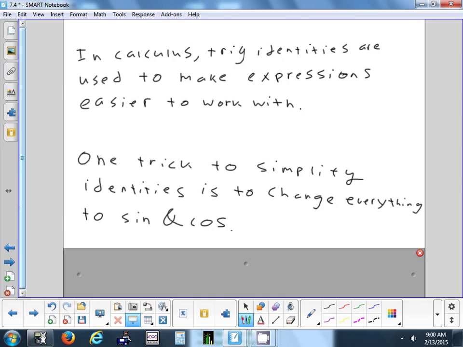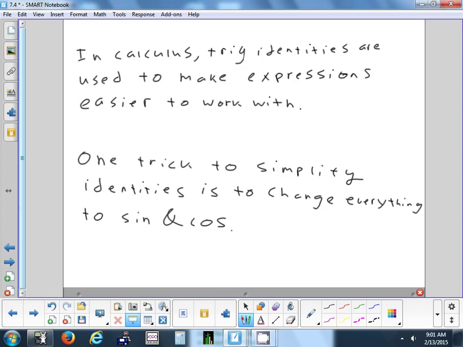One trick is to change everything in the problem that's not a sine or a cosine into a sine or cosine. Now, that's just a guideline. It doesn't mean you should do that in every problem. In fact, there's a problem today we're going to do later on where if you try to do this, it will work, but it actually makes it harder. I'll point that out. But as a general guideline, this trick can work a lot of the time. Change everything to sines and cosines.